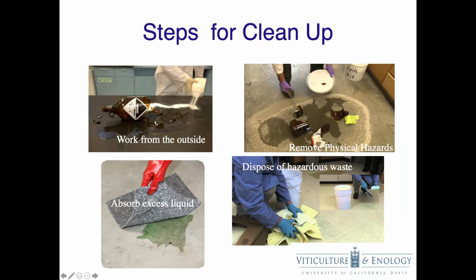Here are some steps for cleaning up chemical spills. Work from the outside in. Start containing the spill with a barrier of absorbent material to prevent further spread. Remove any physical hazards such as glass with tongs and place it in a hard wall container. Absorb any excess liquid using paper towels or other absorbent material. Double bag in plastic bags or a single hard plastic container and dispose of as hazardous waste.